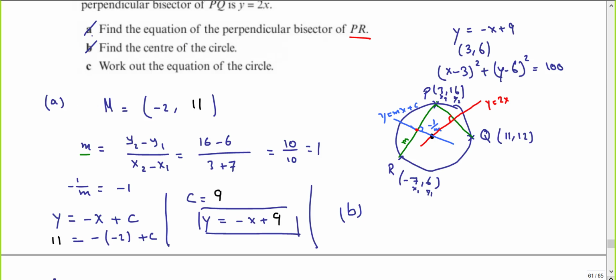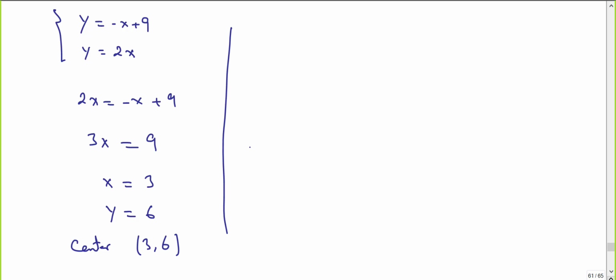Now for part C, they say work out the equation of the circle. Again, what's the equation of the circle? Tell me. X minus A plus square plus Y minus B square equal R square. Do we have A and B? A and B? Yes. No. What's A and B? The length. A and B. Length of what? No, sorry.